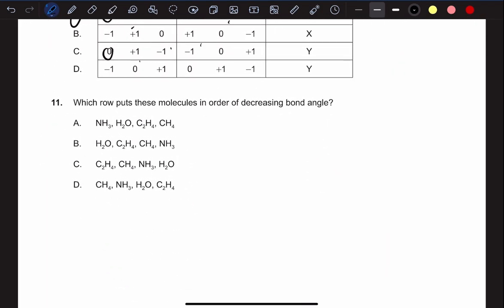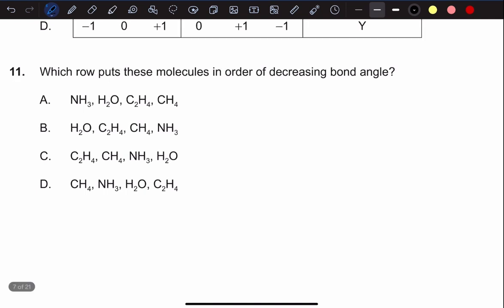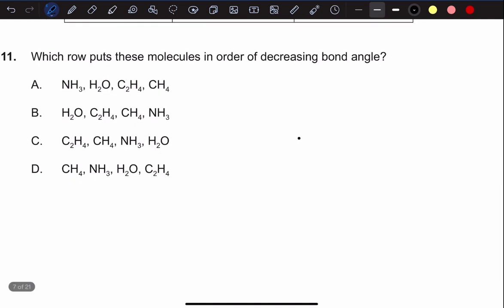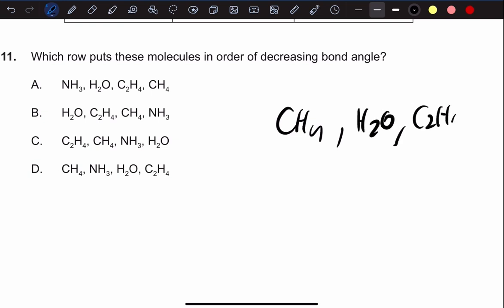11. Which row puts these molecules in order of decreasing bond angle? So the highest bond angle first, and then the decreasing bond angle next. Bond angles are just memory, but it can be a bit challenging because some of these, actually no, these ones are pretty easy. Okay, so we have CH4, H2O, C2H4, and NH3.